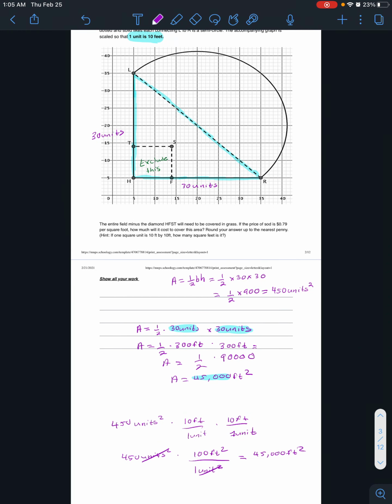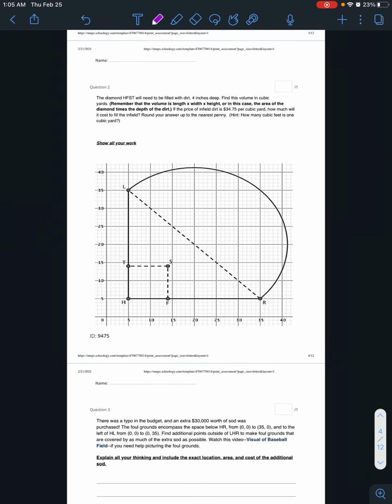Another question students asked me was, how do I deal with this circle over here? So my hint to you is that you need to find the midpoint. Find the midpoint. Maybe this is the midpoint. I don't know. You can check. Find the midpoint and then find the distance of the radius. So that's all I'm going to say for that. Okay? Now we're going to move on to question 2.